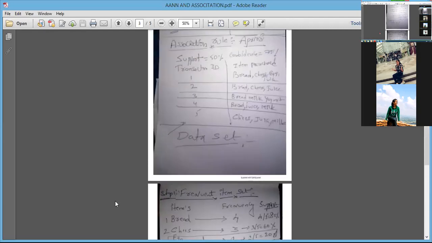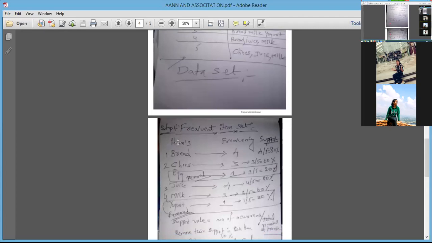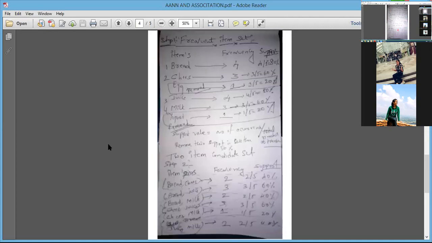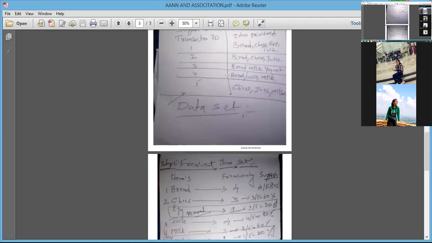Similarly, go back and find the combination of bread and juice. Bread and juice appeared once, twice, thrice. So what is the combination? Frequent occurrences three. Similarly, bread and milk, go and check for bread and milk. Bread and milk appeared only one, yeah, two times: transaction ID 3, transaction ID 4.